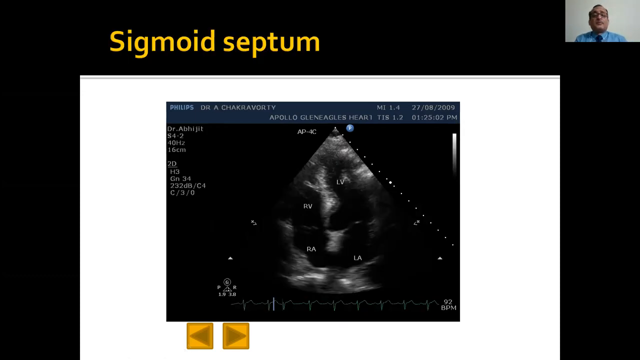This is a sigmoid septum. Can you see this part? It looks like an S, sigma. So this is found in various elderly persons, such as those with hypertension and diabetes. The measurement of the LV should not be taken at this level, but you should take a little more distal so that you don't get false results.